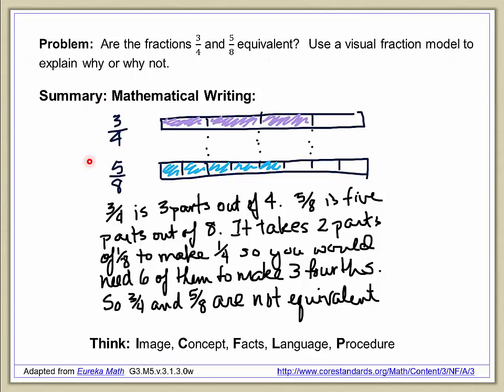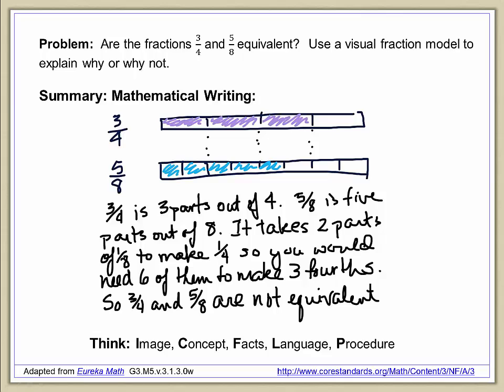So here is some mathematical writing that we might get from a student. And really what we're looking for in the mathematical writing is all of these different parts of the IC flip framework. Does the student understand the idea from the point of an image? Can they connect it to concreteness? Do they really write some things that illustrates understanding of the concept? Some facts. Is their language use correct? And ultimately, is it moving toward a procedure?